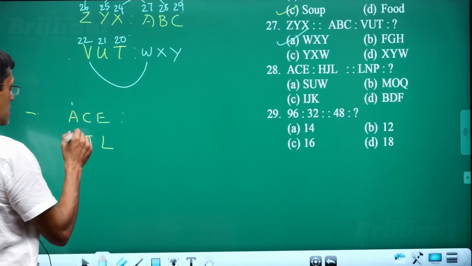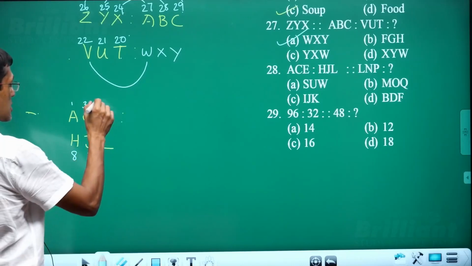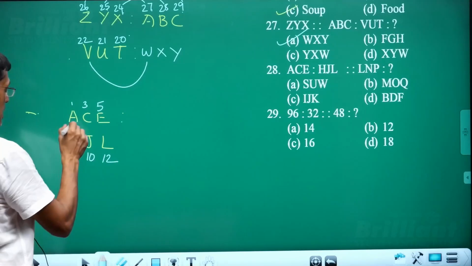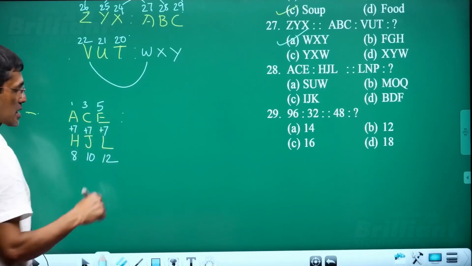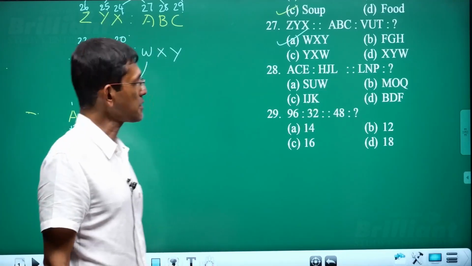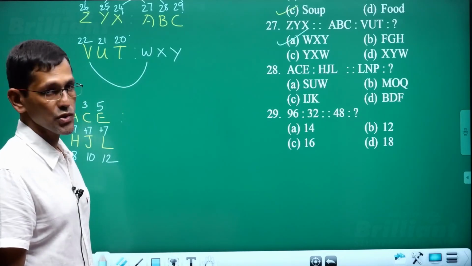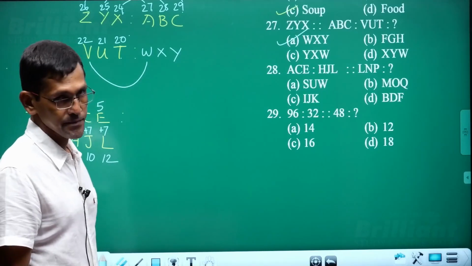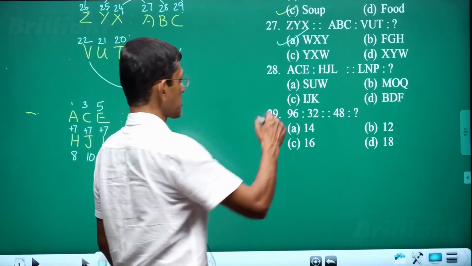So this is 1, this is 8. This is 3, this is 10. And this is 5, this is 12. So plus 7, plus 7, plus 7. That's a pattern. How about L and P? L and P, we take it as a similar pattern. L is 12. 12 plus what? 7. 12 plus 7 is 19. S. And well, there is only one answer choice starting from S. So that must be the answer.